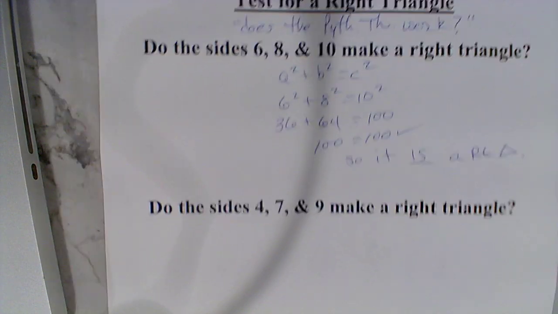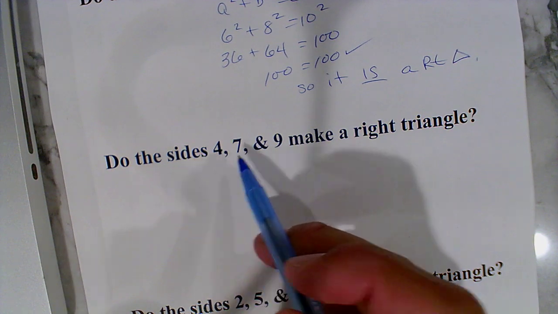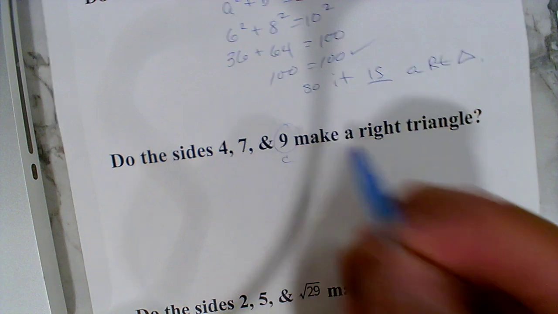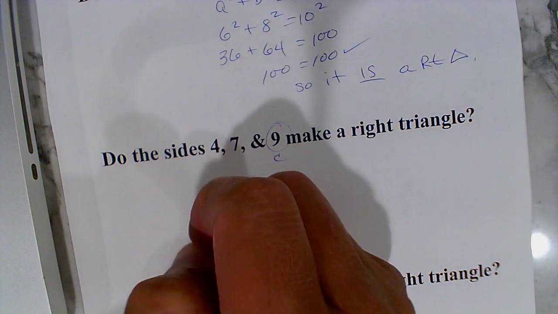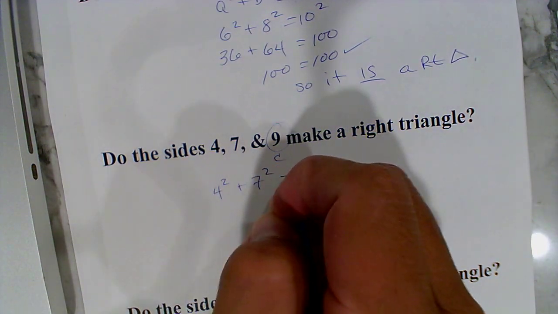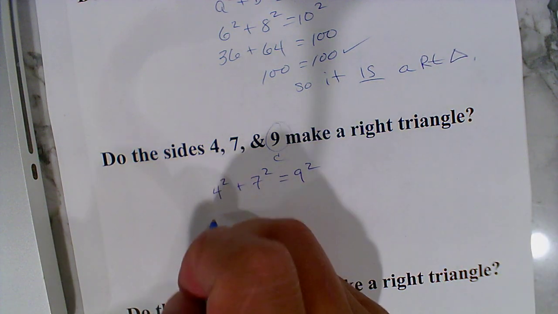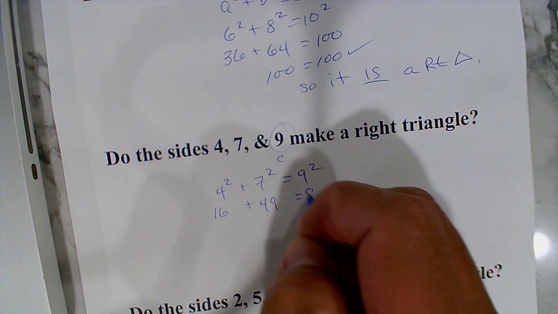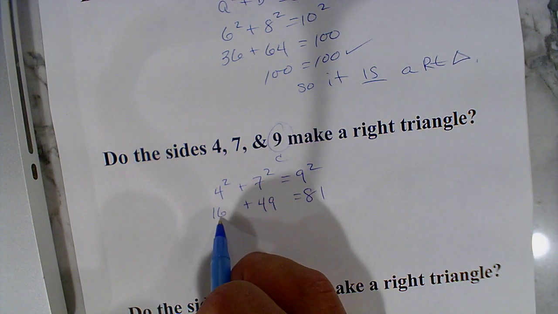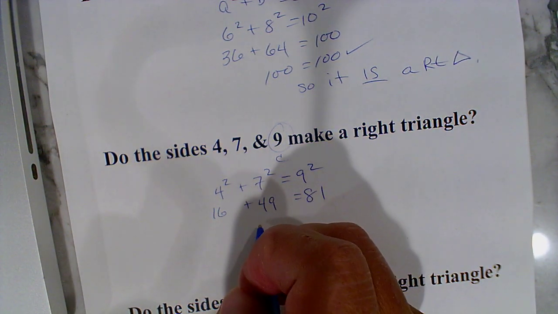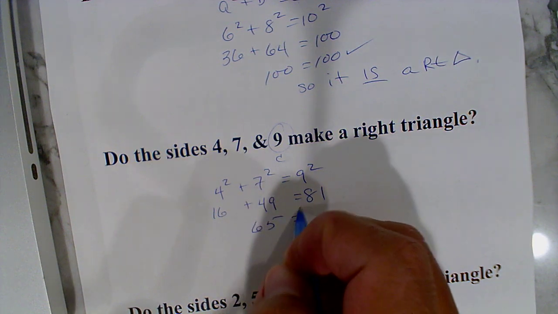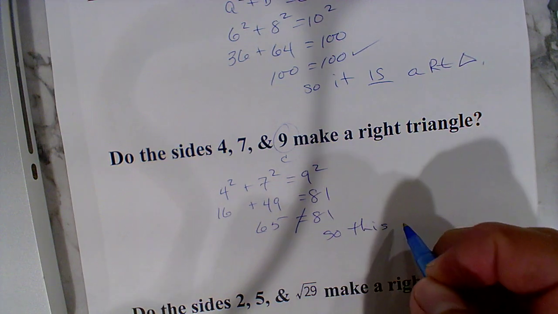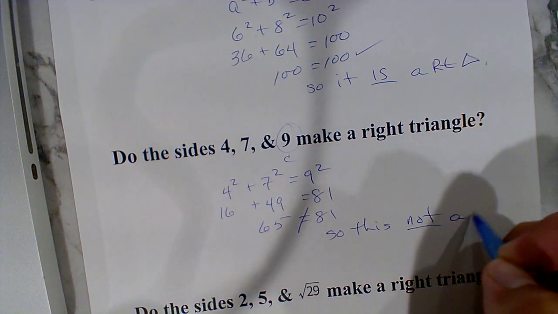All right, let's try another one. Do the sides 4, 7, and 9 make a right triangle? Same concept. That's going to be my c. All right, so 4 squared plus 7 squared, does it equal 9 squared? 4 squared is 16, 7 squared is 49, 9 squared is 81. Well, 16 and 49 is what, 65? 65 does not equal 81, so this is not a right triangle.